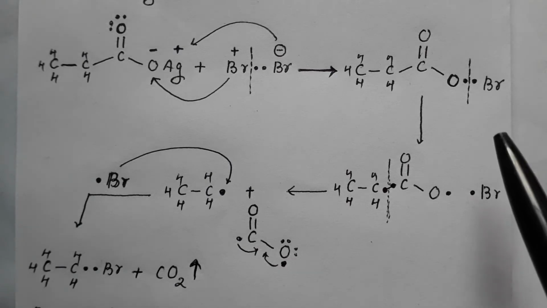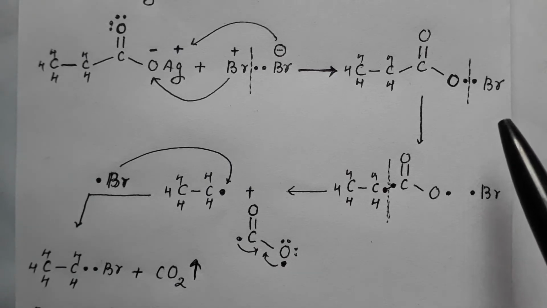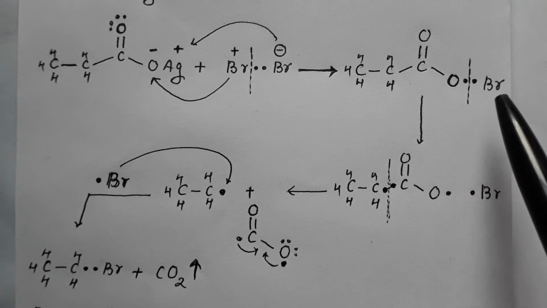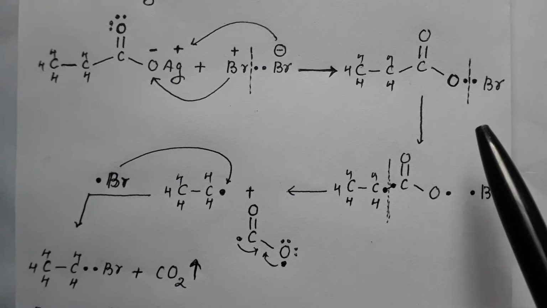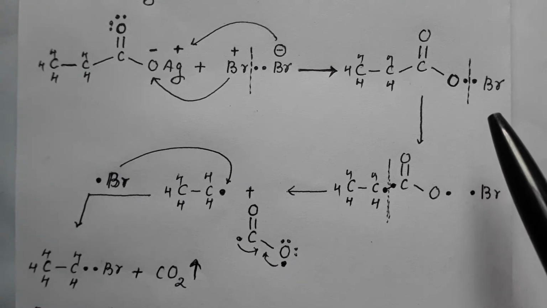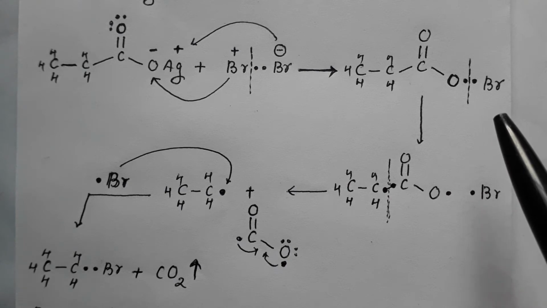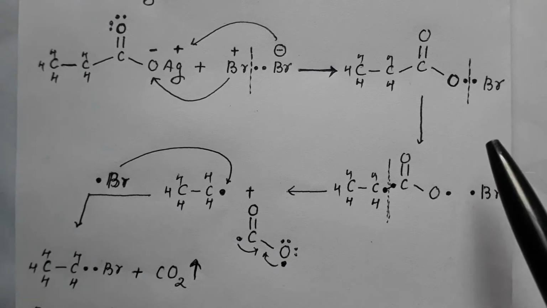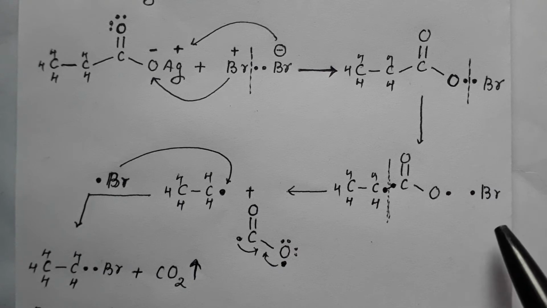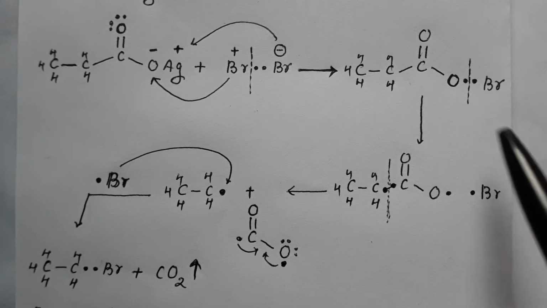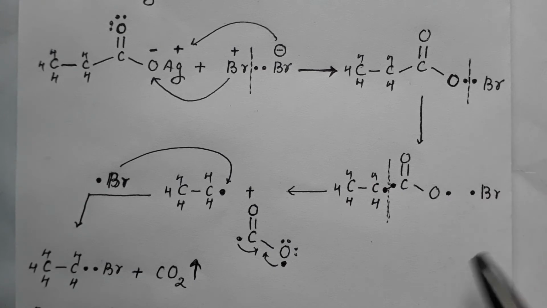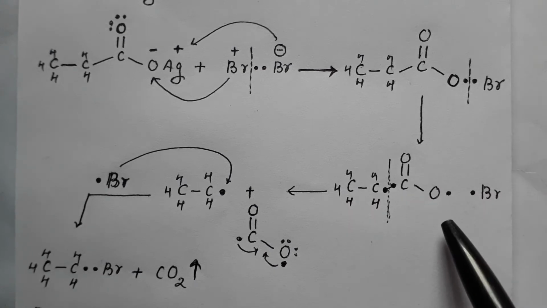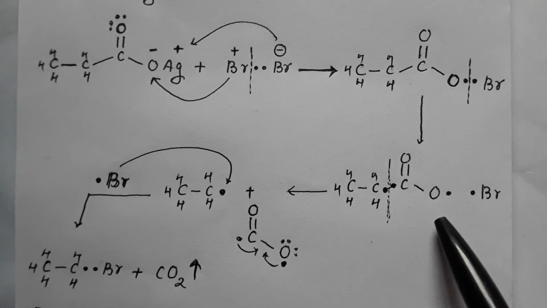Therefore, it undergoes homolytic cleavage. It is a weak bond, therefore it undergoes homolytic cleavage, that is, it involves homolysis. So this reaction involves the homolysis of the weaker oxygen-bromine bond. As a result, a bromine free radical is formed. Because of the homolysis, a bromine free radical is formed, and this carboxylate ion also converts into a free radical.